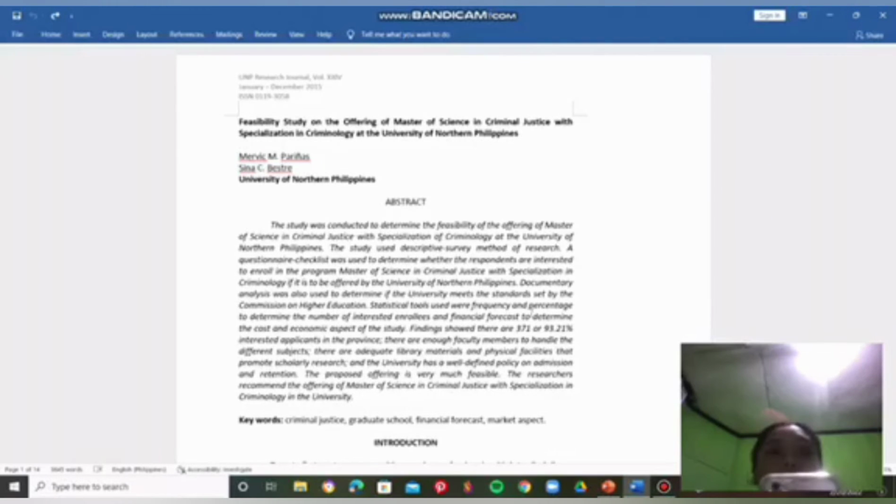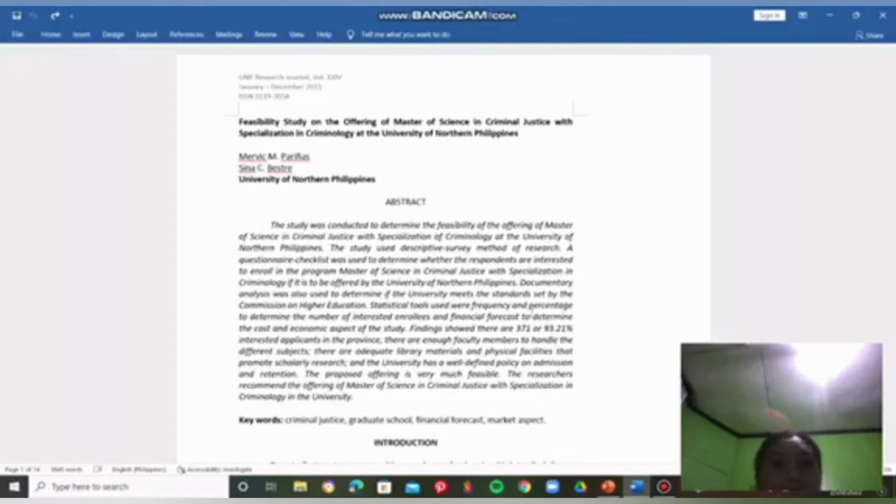So what I have here is my example of a feasibility study. Note that this is just an example and I will only show to you what's inside or what it looks like when conducting a feasibility study.